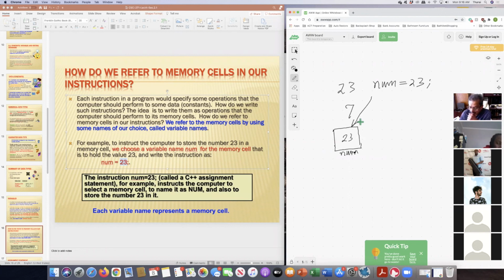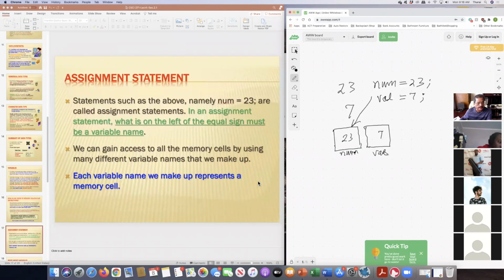Give it another variable name. Another name, yes. So let's say I want to make up the name Val. Any name will do. You choose any name. And Val equal to 7. And that right there makes the computer choose the next memory cell and name it as Val and store 7 in it. All that is done by that statement. That's what the variable name is used for.